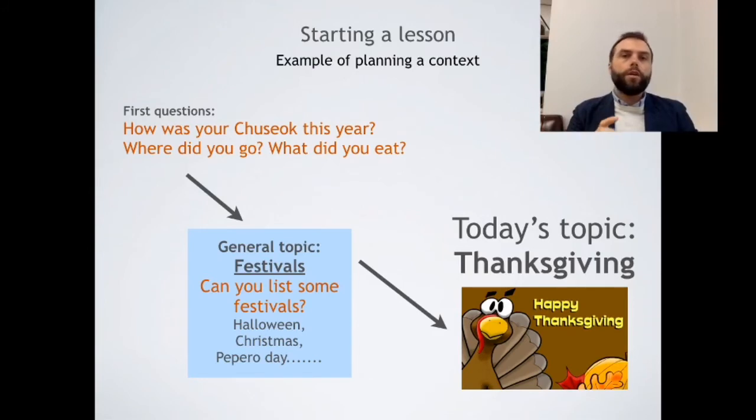Okay, so this one starts with Chuseok, which is a related context, and then goes to festivals, which is the general context, and then back down to a specific context, a new context of Thanksgiving. And then you can link, of course, Thanksgiving and Chuseok for the students as well.